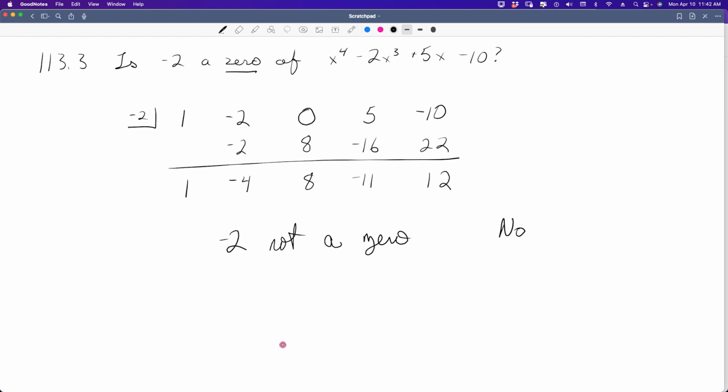No. Is -2 a 0 of x to the 4th minus 2x cubed plus 5x minus 10? No. And we did that very quickly using synthetic division to check to see if it was a factor. Let's do one more.